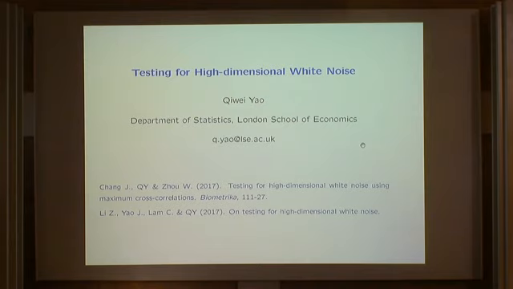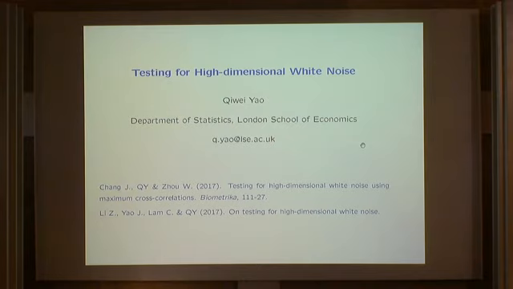My understanding of this problem is that on one hand, it's a very old problem. On the other hand, it's not a well solved problem, even in the univariate case. The difficulty is that when we do model diagnostic checking, we typically don't have an alternative. We just test whether it is white noise. The alternative could be any kind of departure from white noise. So this makes the task more challenging.